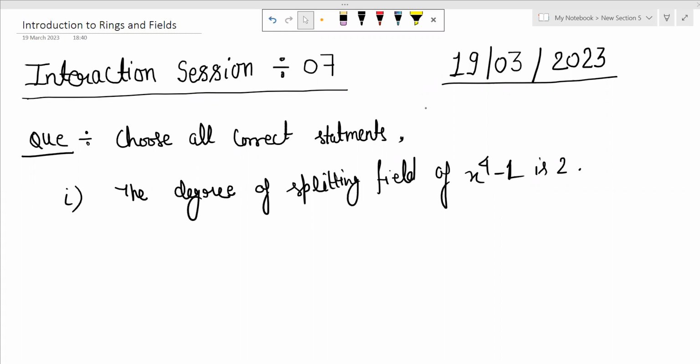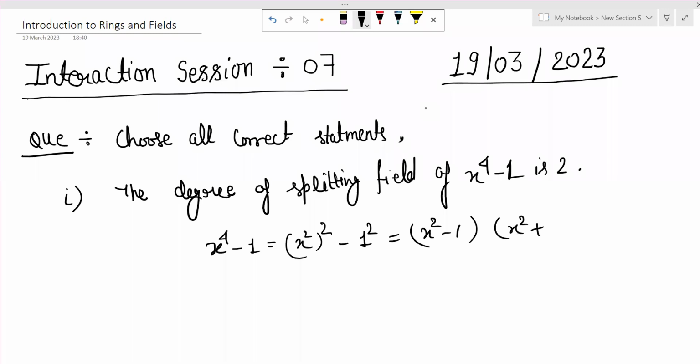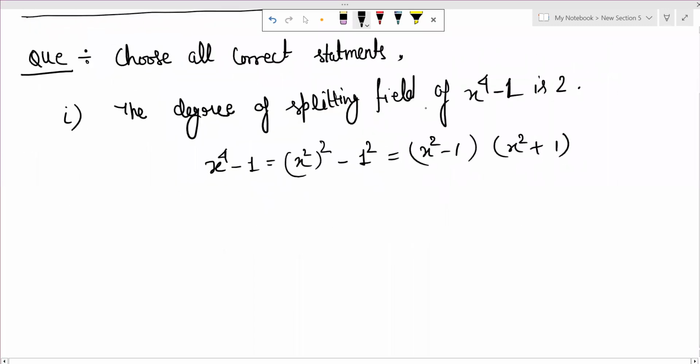x to the power 4 minus 1, the degree of this splitting field is 2. So let's see. This x to the power 4 minus 1, you can use the a square minus b square formula. So you can write it as x square whole square minus 1 square. So this is x square minus 1 times x square plus 1, right? Now, what is the splitting field of x to the power 4 minus 1 basically? The smallest field where this can be written as a product of linear factors. This is basically the intuitive definition of the splitting field.